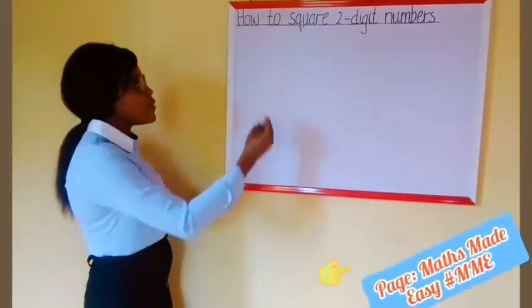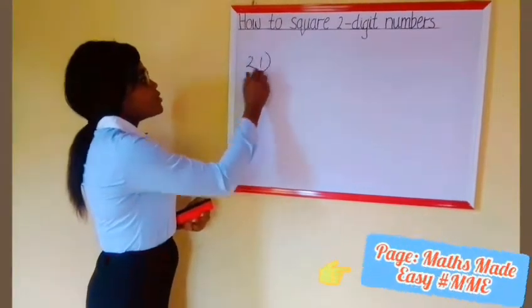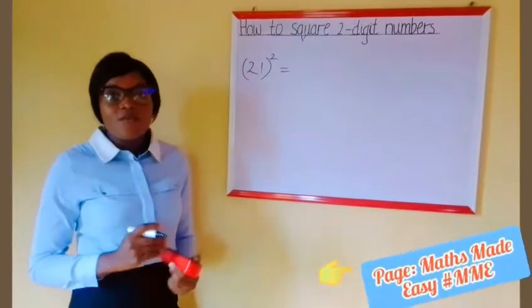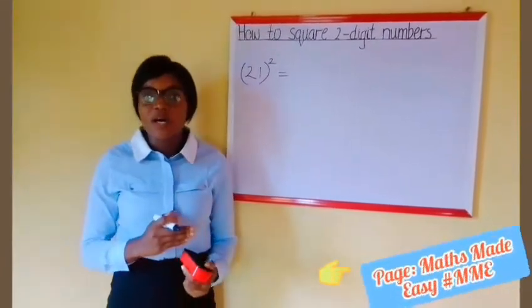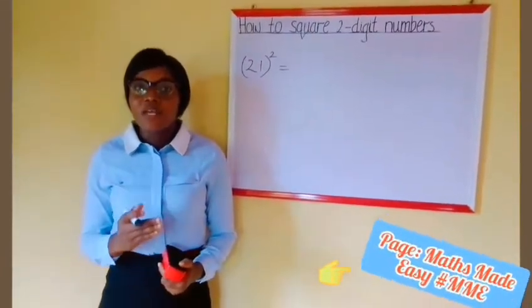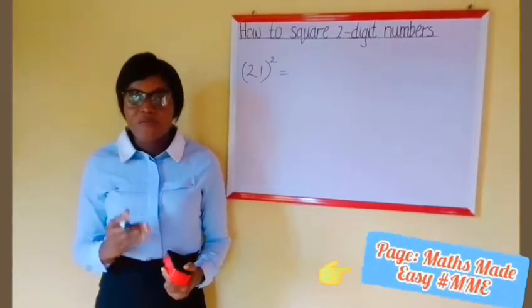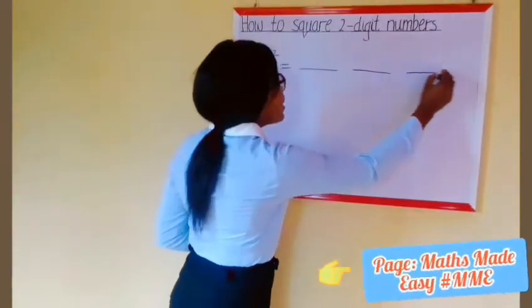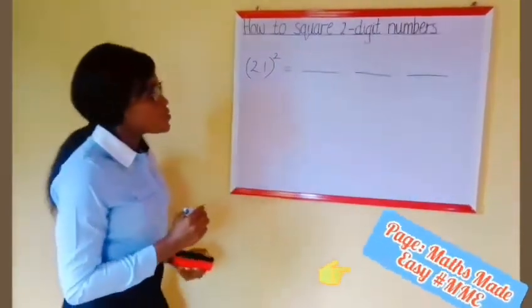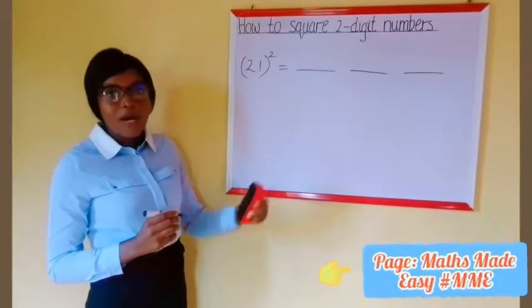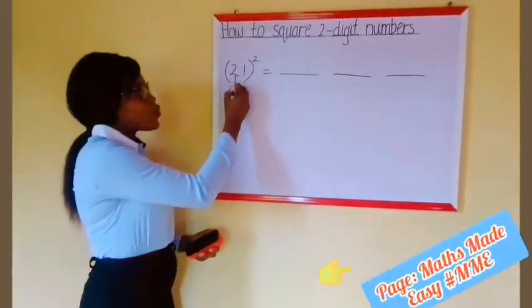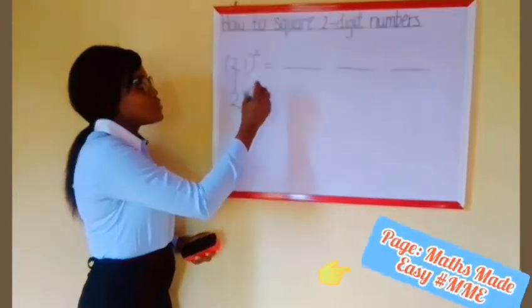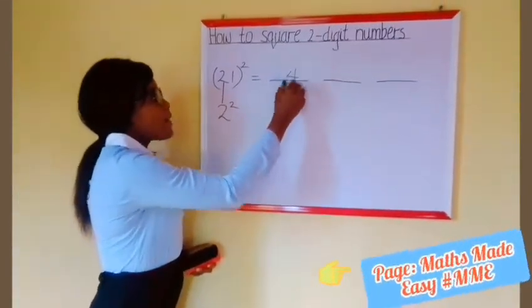Okay, let's start with this number, 21, square of 21. This is how we do it. For each two-digit number, it has three different parts for the solution. We have part 1, the middle part, and the last part. For part 1, you find the square of the first digit, which is 2. The square of 2 is 4. So you write your 4.